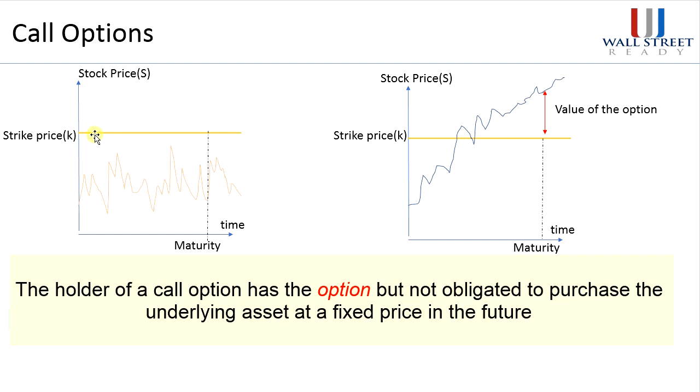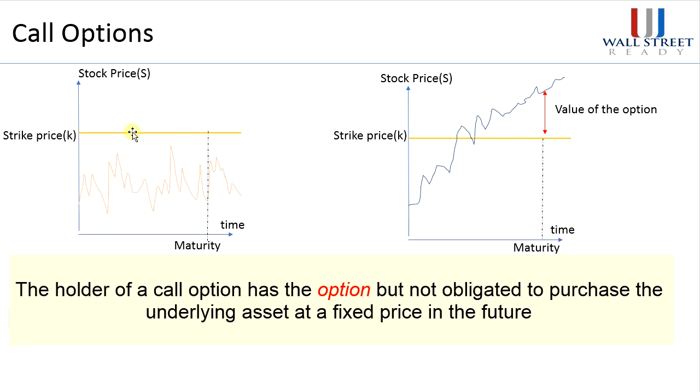So let's assume the call option is on a particular stock. The stock price, which is shown by this line here, has been volatile. It goes up and down, but it never reaches the strike price. So in this case, you will not exercise your option. If you think about it, why would you purchase a particular asset at a higher price when you can purchase the same asset at a lower price in the market? Because you can see the stock price is volatile, it goes up and down, but it never reaches the strike price. In other words, the price that is mentioned in the call option contract.